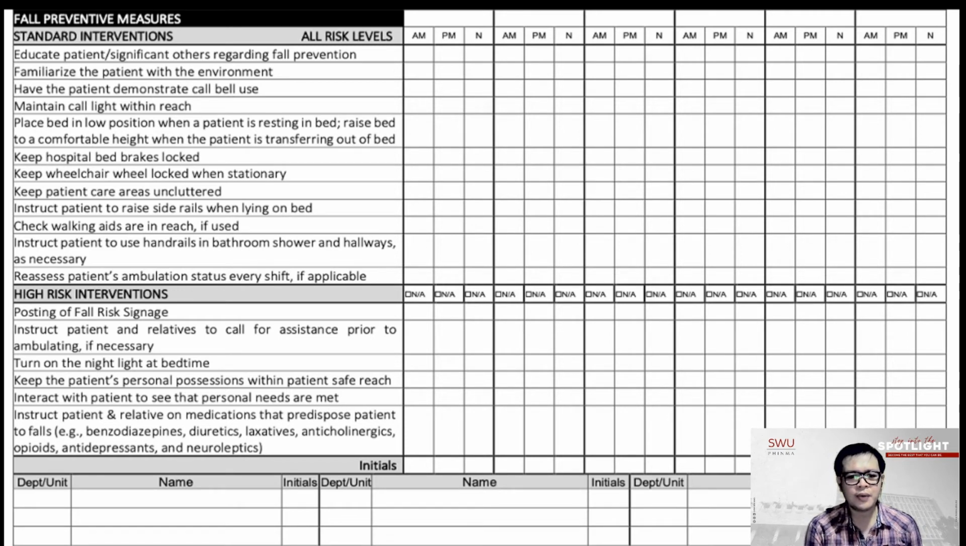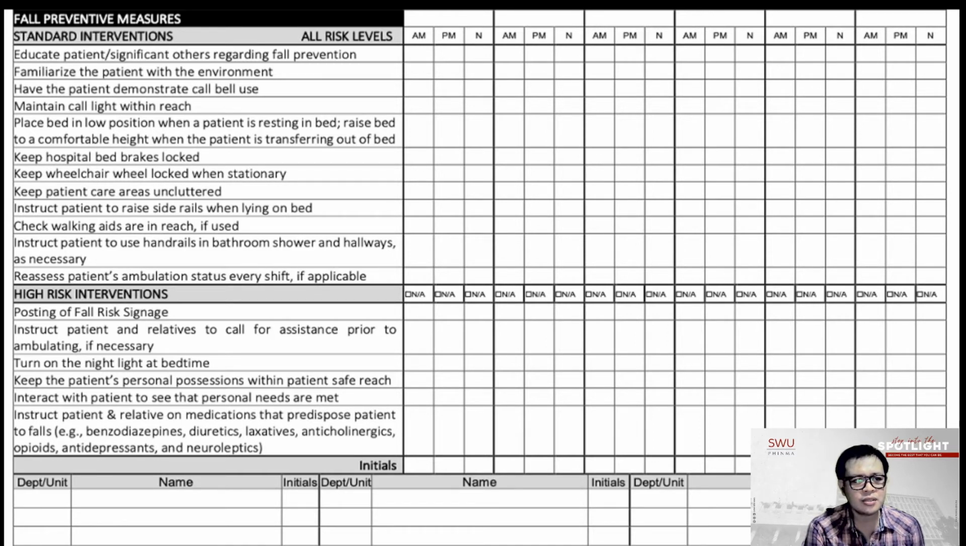By the way, guys, this is just one sheet of paper that is being inserted into the chart. But here I'm just trying to divide it into two so that it would be magnified. If your patient is at low risk, moderate risk, or high risk, you have to make sure to fill out the standard interventions.